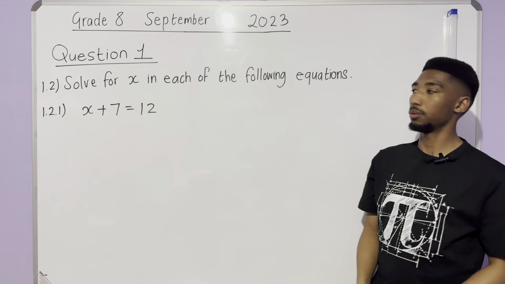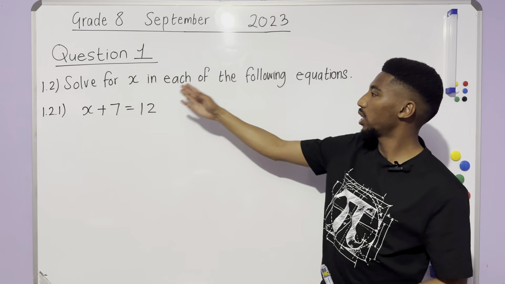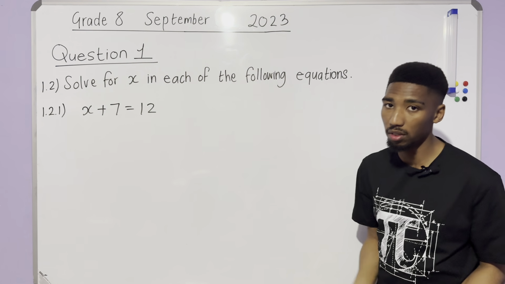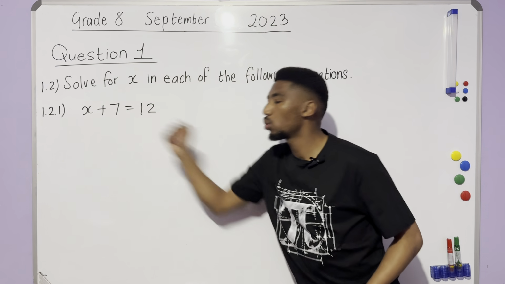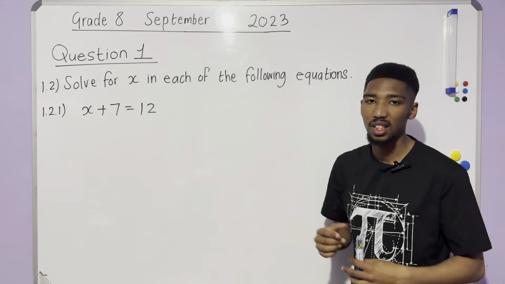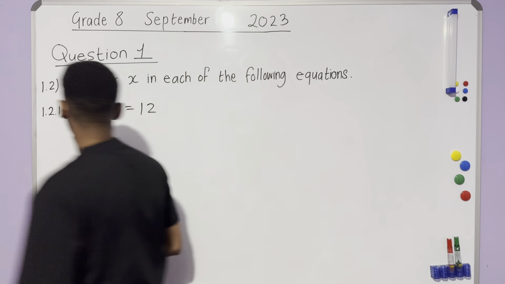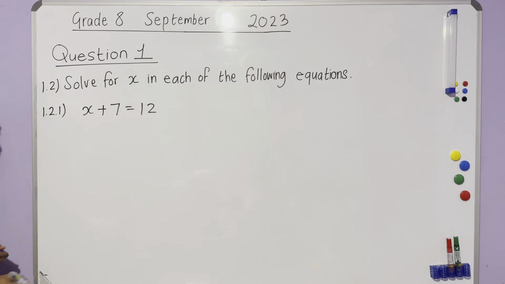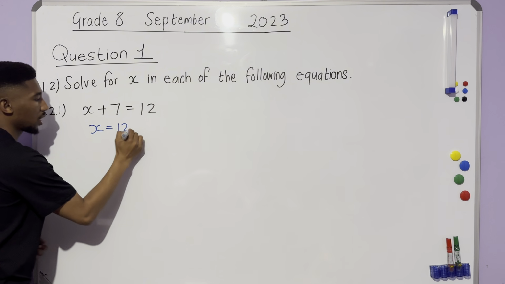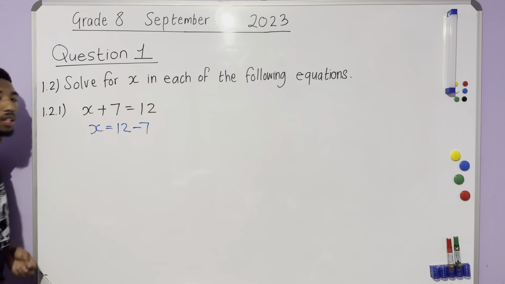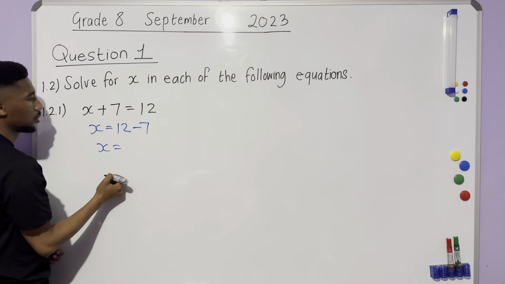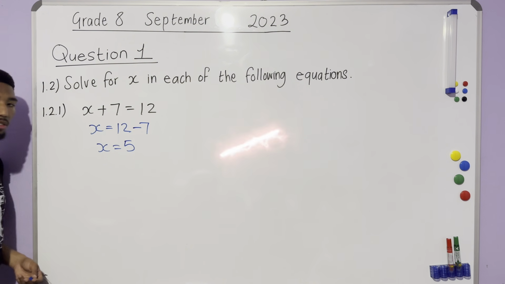In the next question, we have solve for x in each of the following equations. Now we are solving for x, and we have ourselves an equation now. When it comes to the equation, we always think about inverse. So we have x plus 7 equals to 12. We want to have x on its own. We're going to say x equals to 12, and the inverse of plus 7 is -7. Therefore, x is equal to 5.